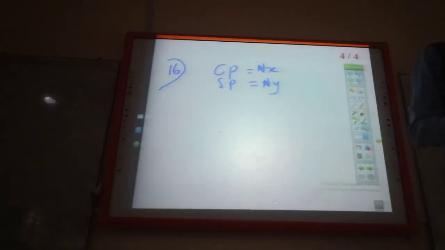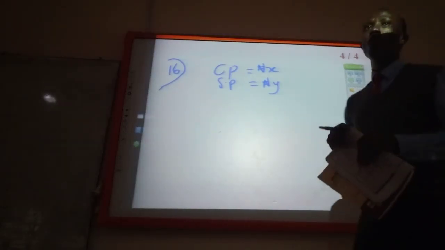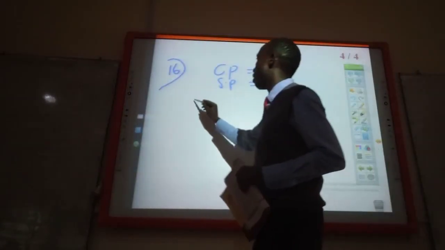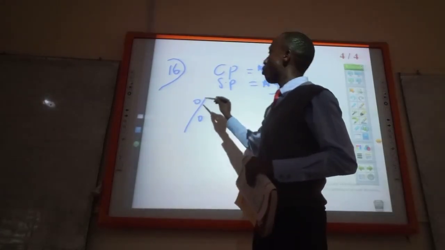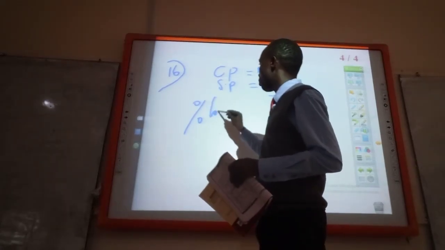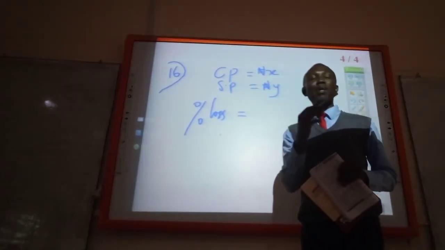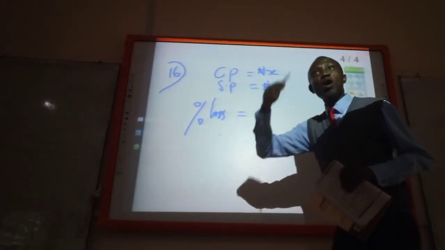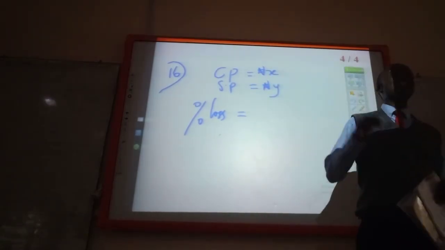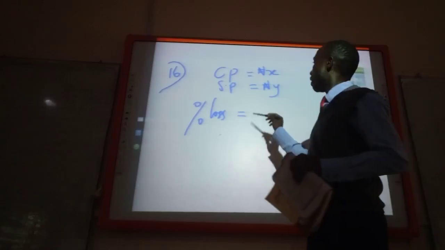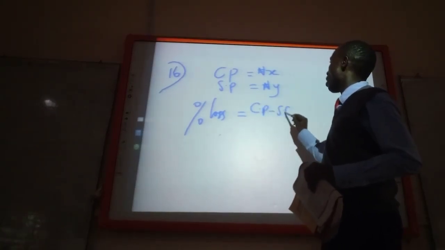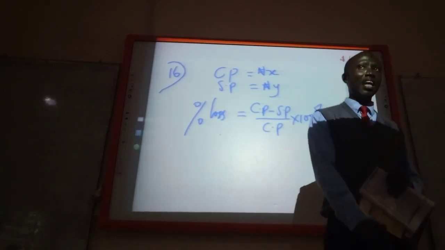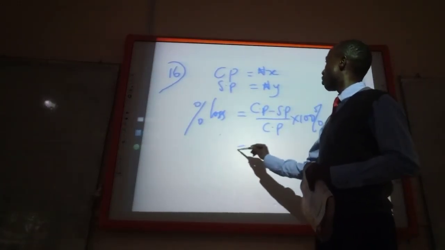Express the percentage loss in terms of X and Y. Percentage loss has a formula, true or false? True. So let's get the percentage formula first. Percentage gain or percentage profit is selling price minus cost price over cost price times 100%. But for percentage loss, it will be cost price minus selling price over cost price times 100%. Is that clear?